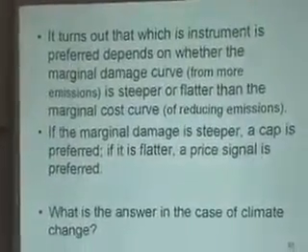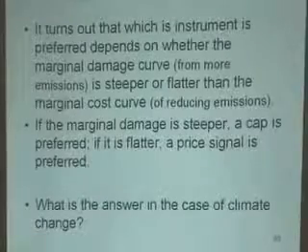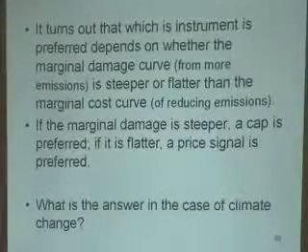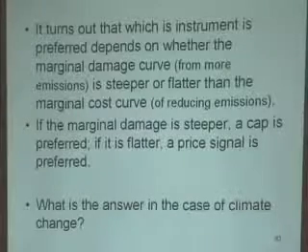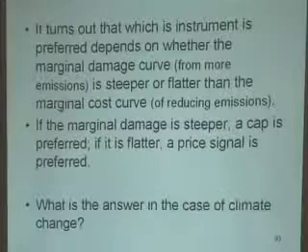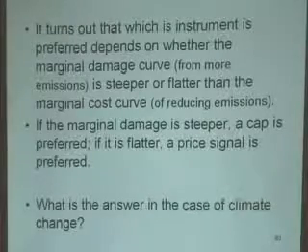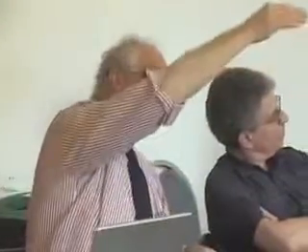And Weitzman showed that it depends on something arcane. It depends on whether the marginal damage from more emissions is steeper or flatter than the marginal cost of abatement. So let me just explain this one. Consider two scenarios. The marginal damage from emissions is flat, or the marginal damage from emissions is steep. If it's flat, it means, gee, whether you have emissions of 100 or 200, the marginal damage is about the same. Nothing changes very much.